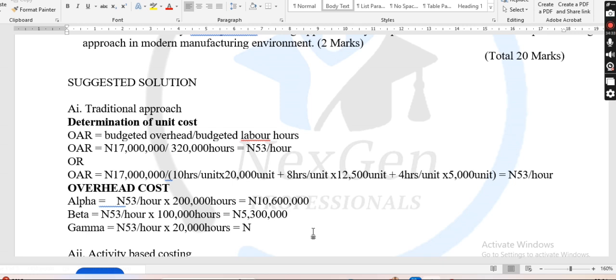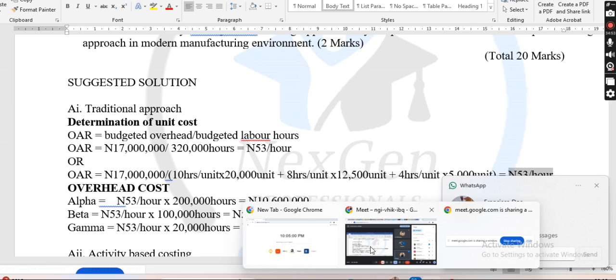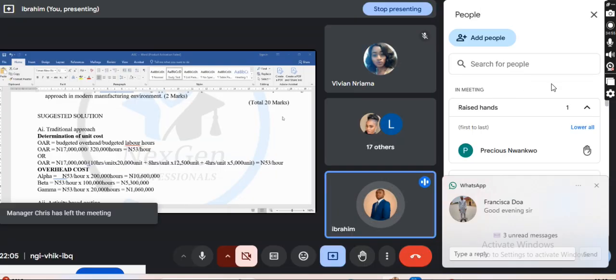1,000,000 naira. What do you have? 1,060,000 naira. Okay, are we good now? So this is the overhead cost. And this is what activity-based costing is trying to say. This is the unit cost that they say you should calculate at 53 naira per hour. And that is the unit cost, right?